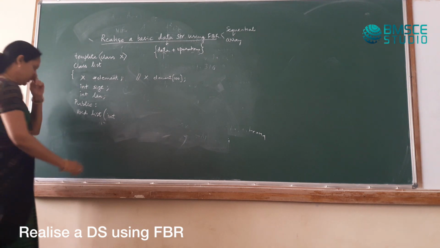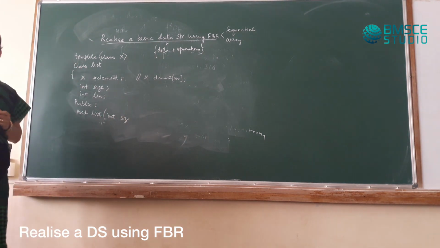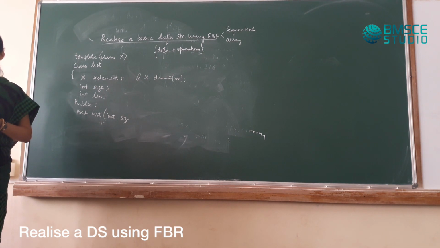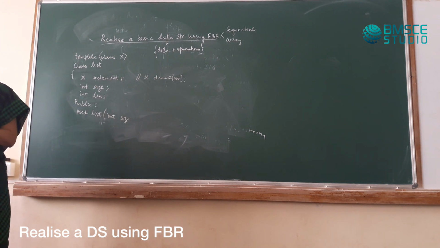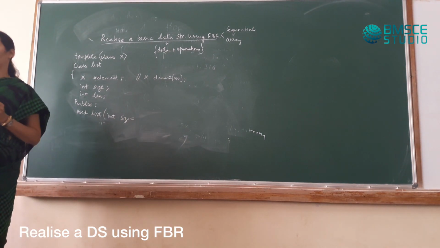Argument to be of type int. Then another variable sz. And should we have a default value for this argument? Yes. Why yes? Because the user might forget to specify the size of the array. But as programmers, you should know that there cannot be an array without a size or with arbitrary size. So it is necessary for us to give a default value.